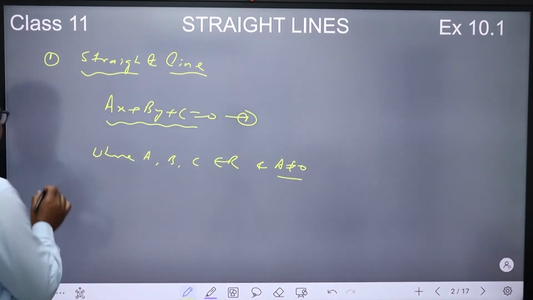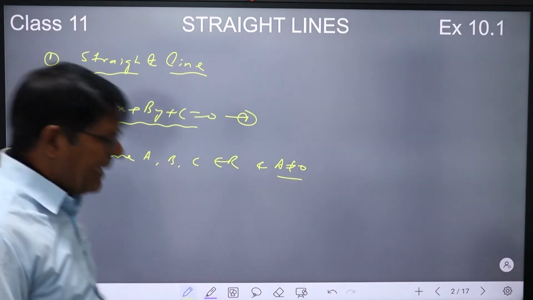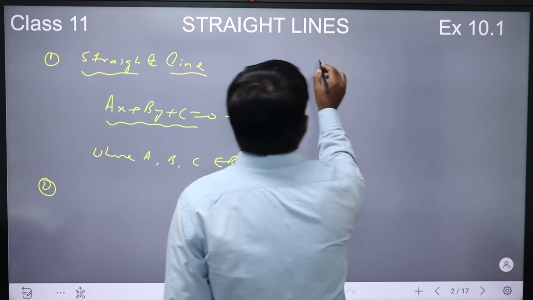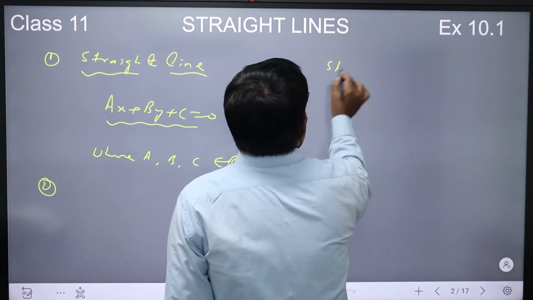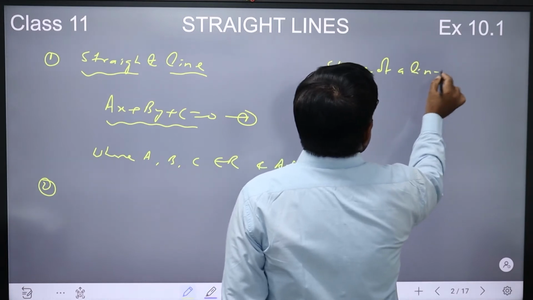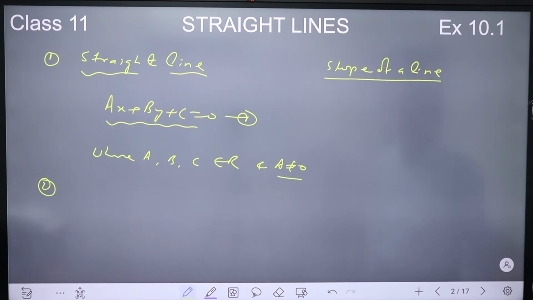Now second, if we have given any straight line, then what is the slope of line? So next topic is slope of a line or a straight line. So what do we understand by the slope of a line?